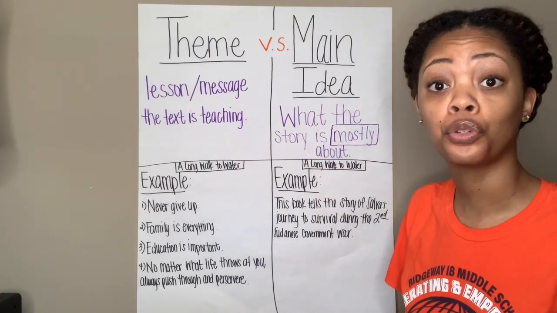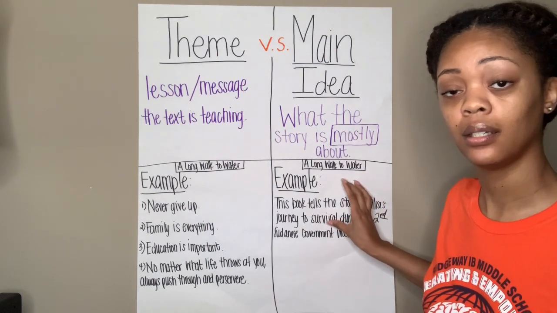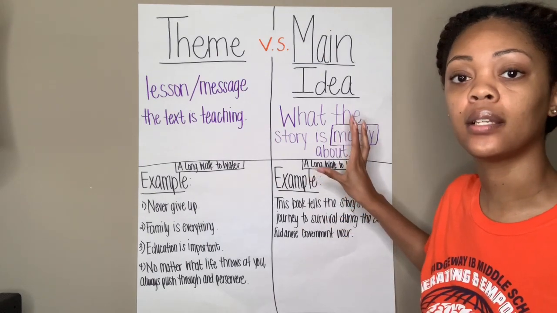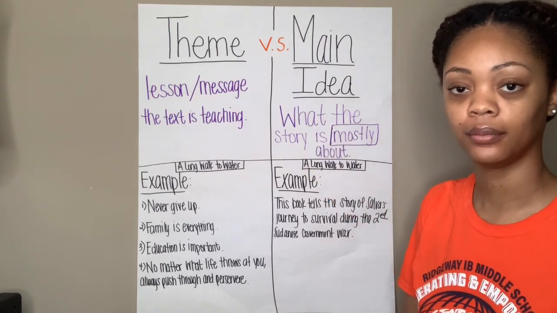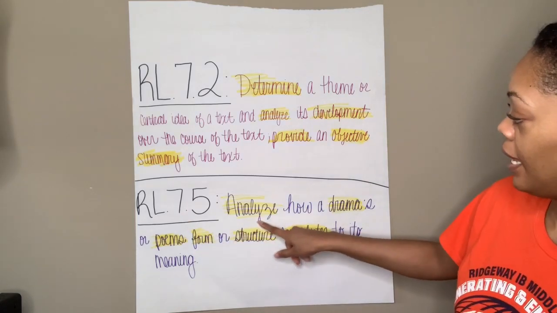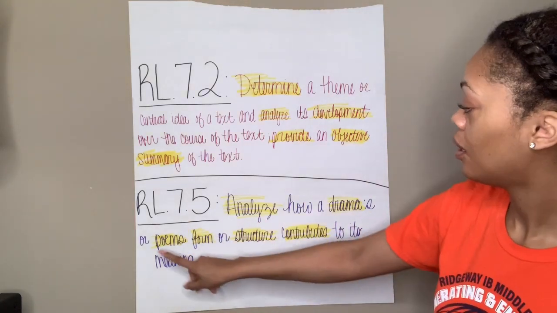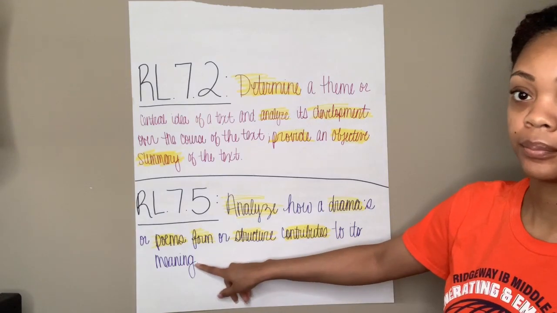Try not to give too many details. Remember, it's going to be one sentence that's going to tell you what the text is mostly about. Everything else that you provide will be key details. Our second standard, RL.7.5: analyze how a drama or a poem's form or structure contributes to its meaning.